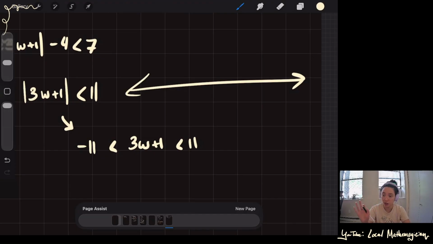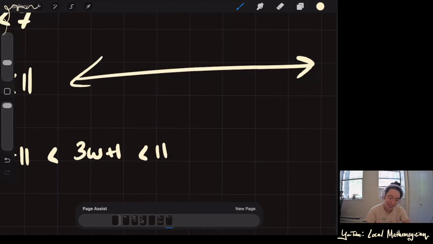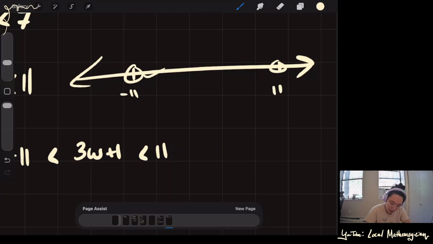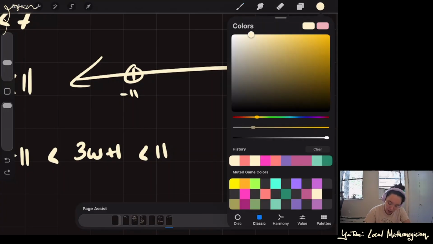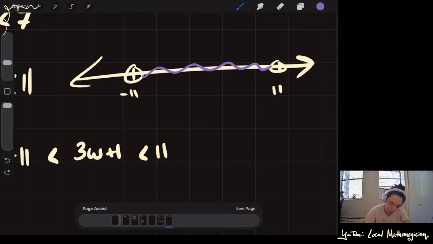Do as I say, not as I do, okay? Just visually, this is how we can visualize it. Don't actually do it like this, because it'll confuse you more, and you will probably do it wrong. Negative 11 is here, positive 11 is here, and this piece in the middle, I'll highlight it in orange or purple, is 3w plus 1, yeah?